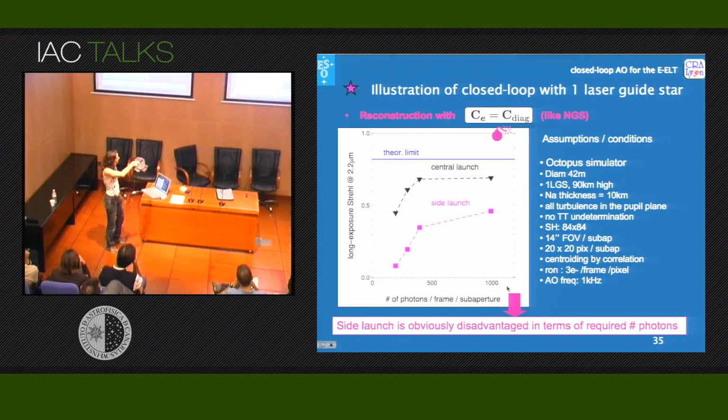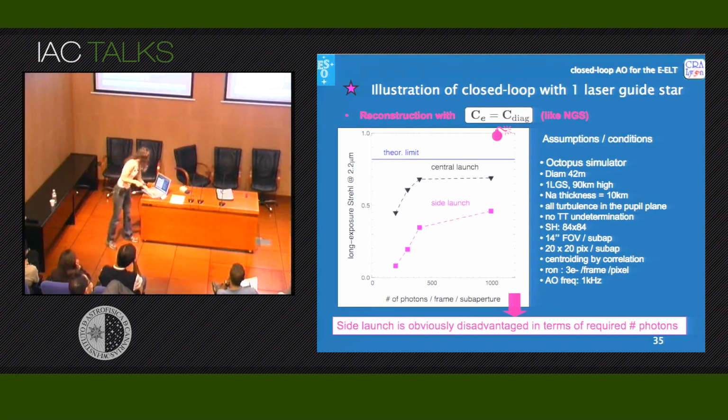So here is with the 4 laser guide stars. In the central launch, all the subapertures see the same geometry of the elongation. And in the side launching, they all have a different distribution of the elongation. And in a closed loop system, we see that if we don't use the noise correlation, which is here with a diagonal noise covariance matrix, then here it's the size of the 50% ensquared energy for the GLAO correction.